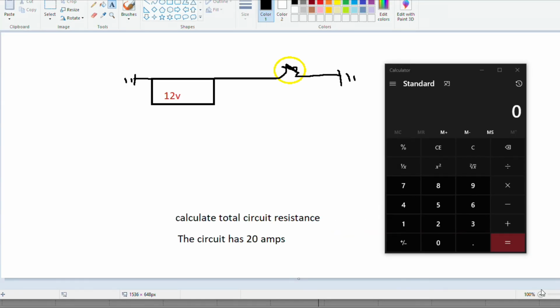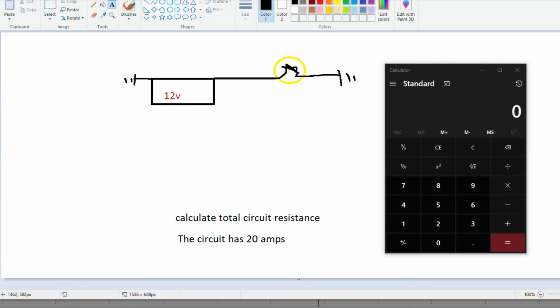So this is the second question. Here I've broken out the calculator. Unfortunately, now we have to do some math. So I want you to calculate the total circuit resistance. I want to know what this bulb is. I want to know what the whole thing is, right? So the only information that I can give you is the circuit has 20 amps. So I'll give you a minute here to figure it out and then we'll discuss the answer.